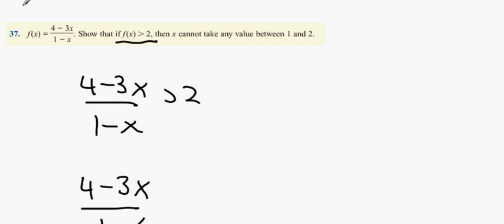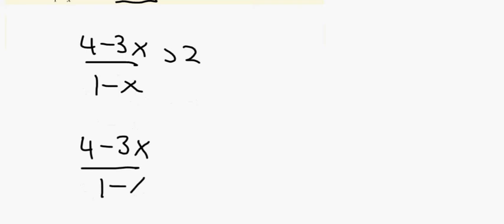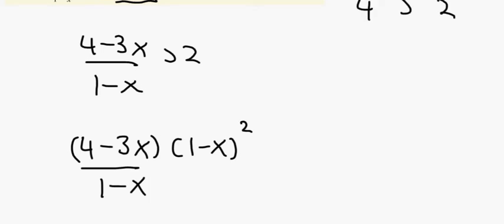Okay, next thing we're going to have to figure out is a way to cross multiply, to get the 1 minus x over to the other side. Now because we don't know if 1 minus x is positive or negative, we need to multiply both sides by a positive number. The number we always tend to use is the denominator squared, because the denominator squared guarantees that we're multiplying both sides by a positive number.